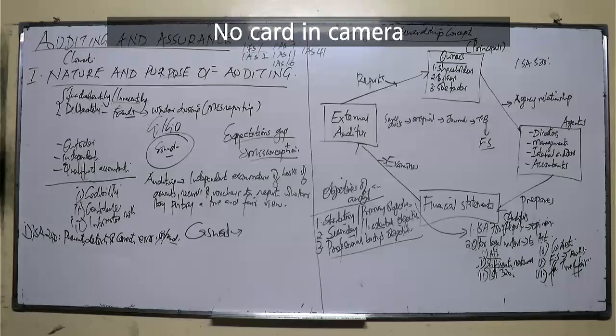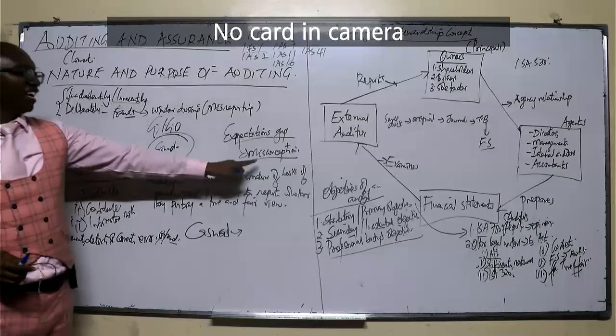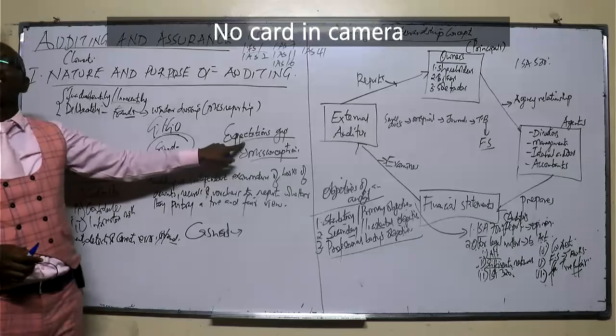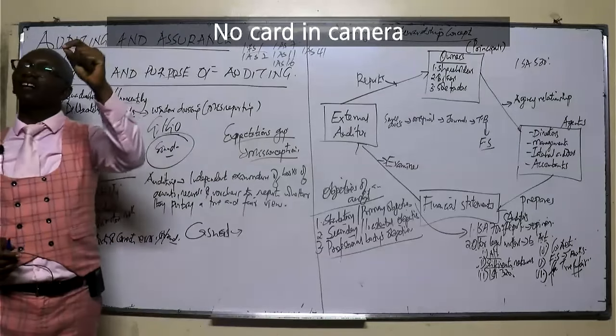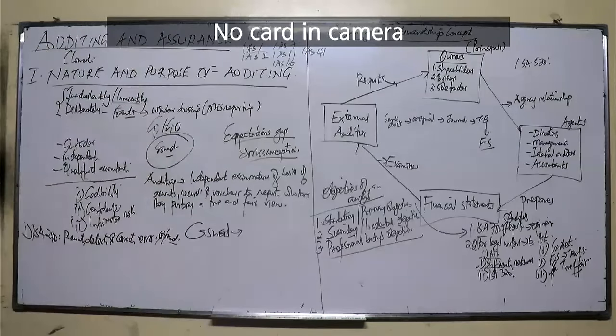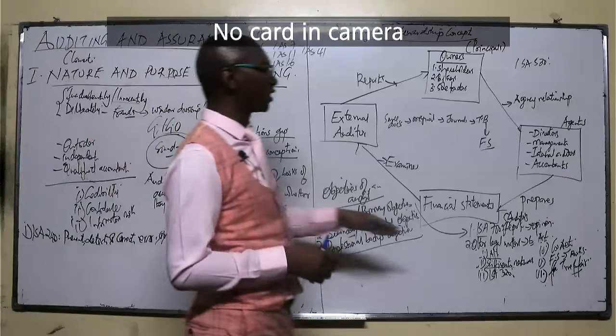That's another misconception. That's another area where we have an expectations gap. People out there think that auditors are there to look for errors, frauds, irregularities. Even when the auditor is coming, they are alarmed. The auditor is coming to look for problems. No. Ours is just to examine the financial statements and write a report which captures our opinion.